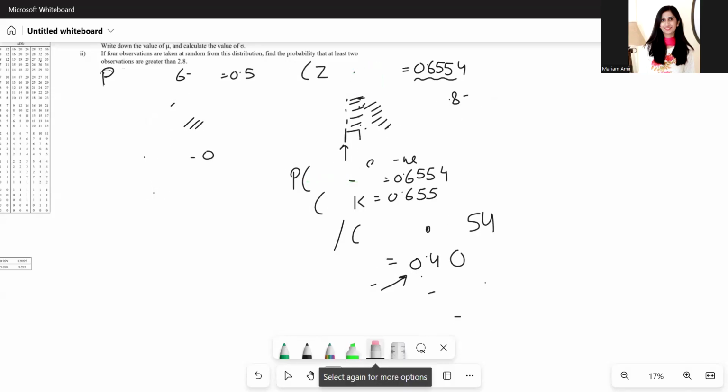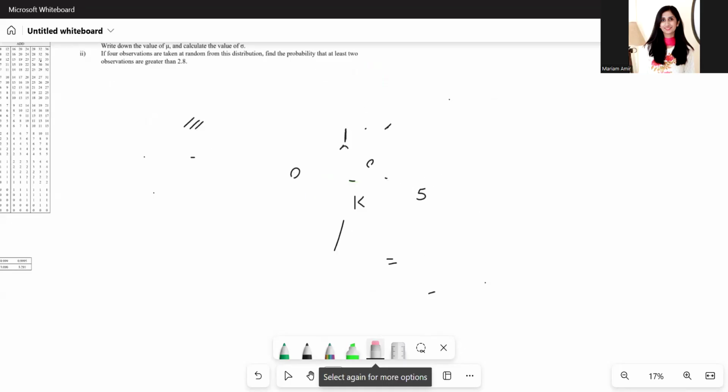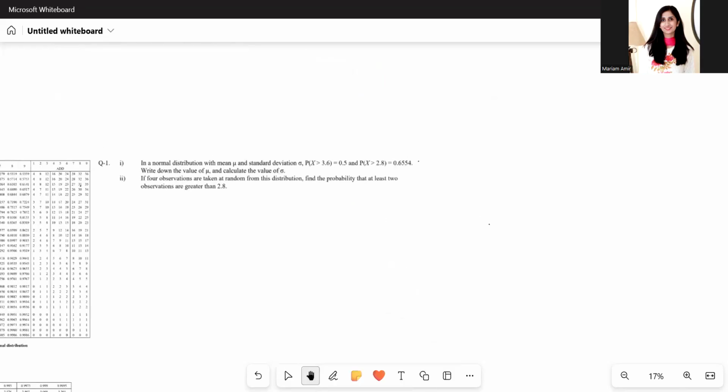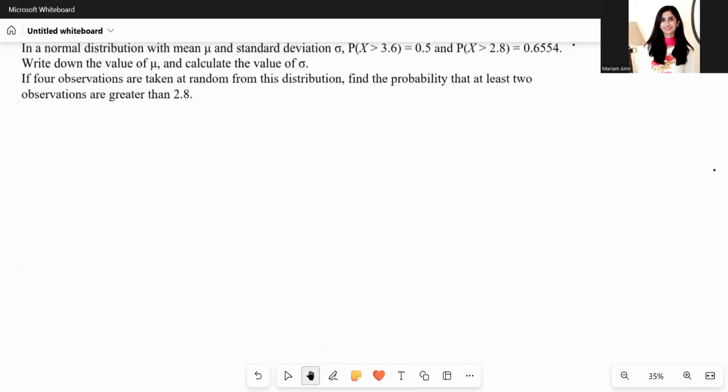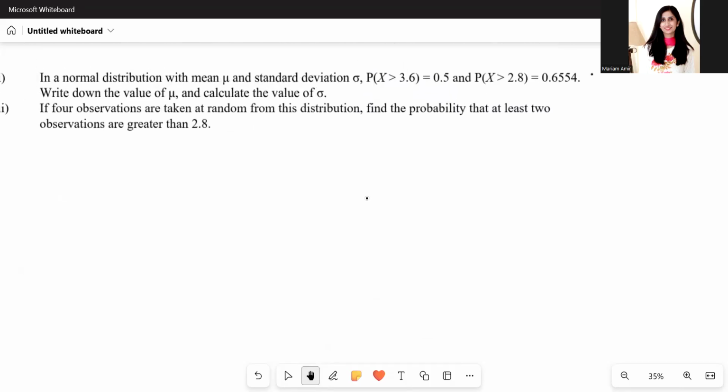Part 2. Part 2 says, if 4 observations are taken at random from this distribution, find the probability that at least 2 observations are greater than 2.8. Okay, so they're talking about 4 observations taken, and out of those, at least 2 observations are greater than 2.8. So in a way, they're talking about 2 out of 4. This is the classic case of binomial distribution.